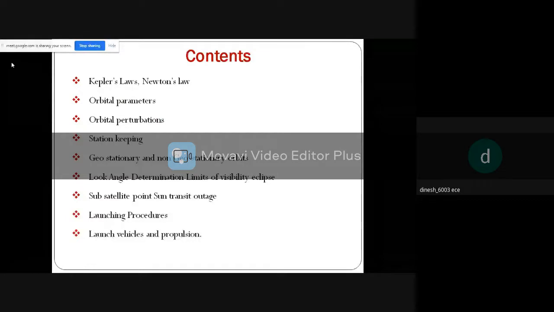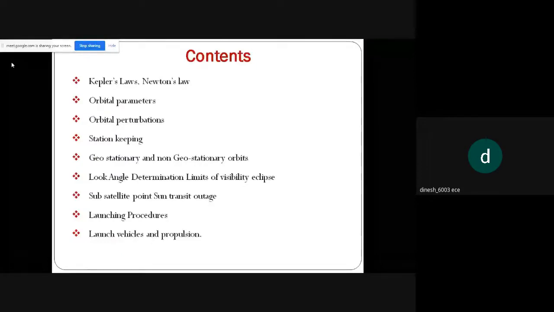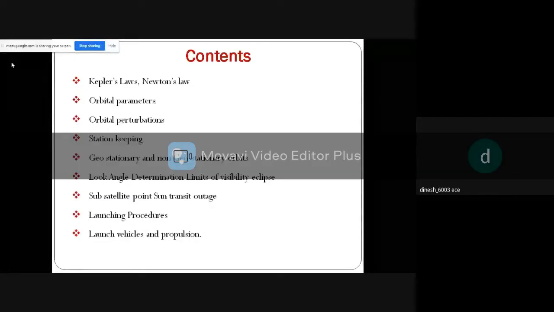So, as an electronics and communication engineer, we need to know certain basic concepts which make us a communication engineer. One of them is satellite communication. In satellite communication, we should be familiar with these concepts.